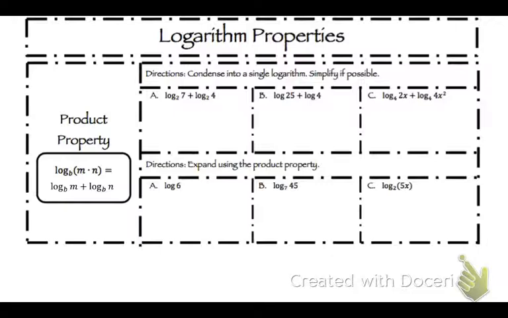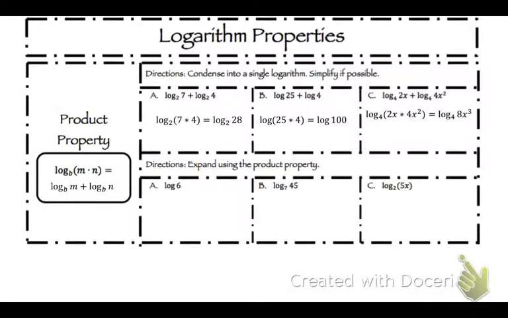So we have log base 2 of 7 plus log base 2 of 4. That's the same thing as log base 2 of 7 times 4, which is log base 2 of 28 when you multiply those out. Okay, b, log 25 plus log of 4. That's log of 25 times 4, which is log of 100. Okay, if we have log base 4 of 2x plus log base 4 of 4x squared, that's log base 4 of 2x times 4x squared, which is log base 4 of 8x cubed.